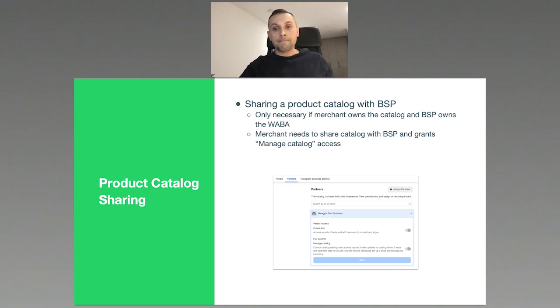Next step, product catalog sharing. This step is necessary if merchant owns the catalog and connected to DSP with on behalf of model. In that case, a merchant can share catalog with DSP. That could be done in a Business Manager. So basically, for the DSP, merchant should grant manage catalog permission.